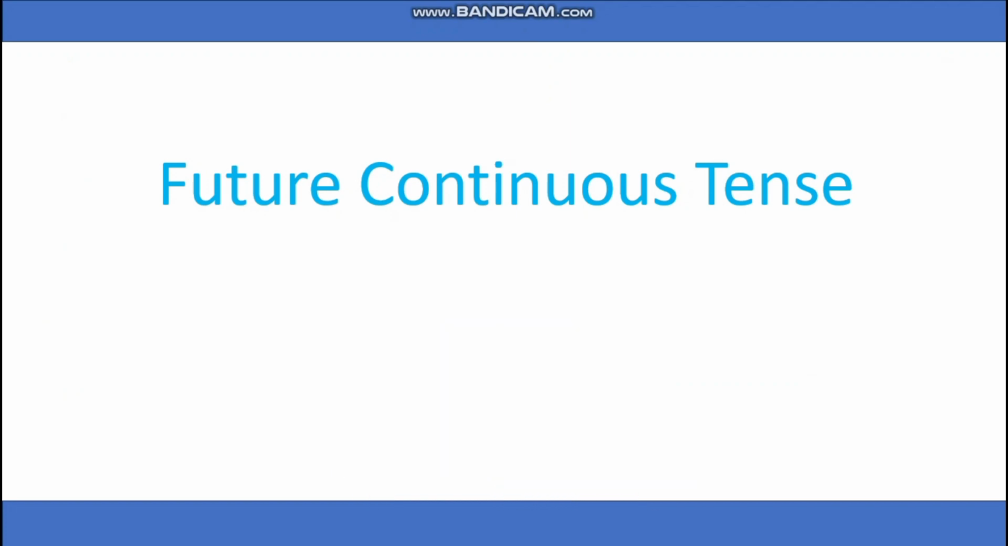So we are starting future continuous tense now. What is future continuous tense? We already know that continuous means the action, the work that is ongoing, that is in progress. Now future means the work that is going to happen in upcoming days, upcoming months, upcoming years. The work that will be continuing in our upcoming days, hours, years, weeks, this is our future continuous tense.